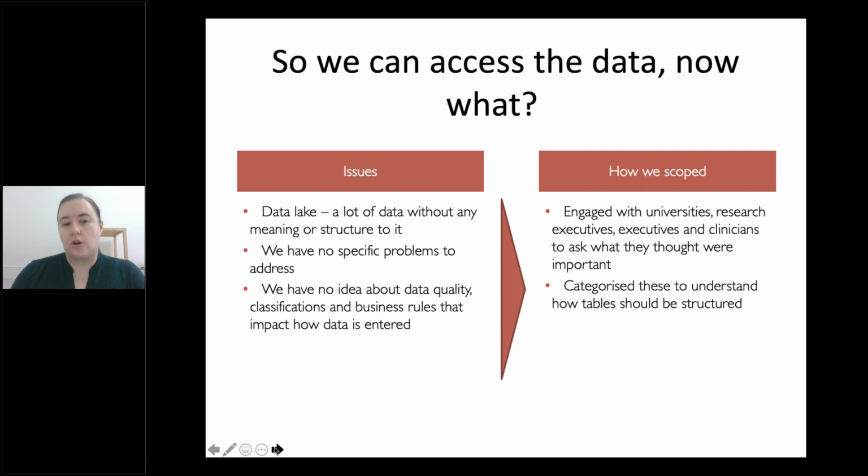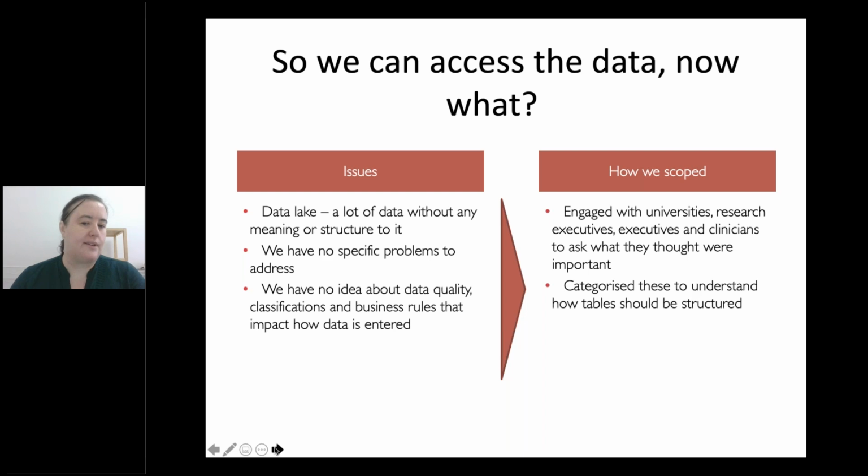So we were thinking that we've got to talk to people and understand what clinicians want. What are the research areas that people want to look at, or what does the hospital want to improve at? So we engaged universities, research executives and clinicians to ask them what they thought was important.